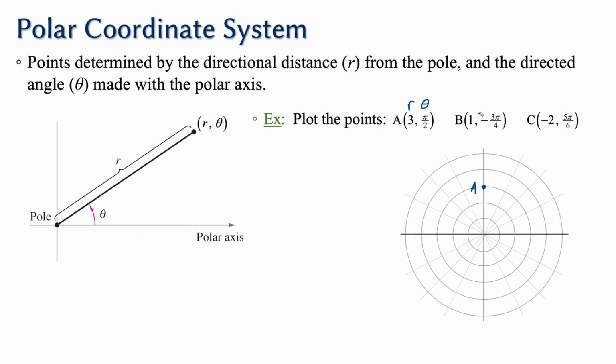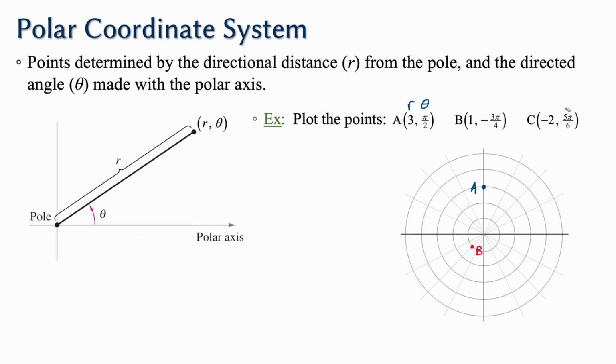And in this case, again, the r is 1. So to make point B, we're going to go out 1 and then rotate clockwise, in this case, negative 3 pi over 4. So if I go out 1 and go that far, that puts me about right here. And this would be point B.